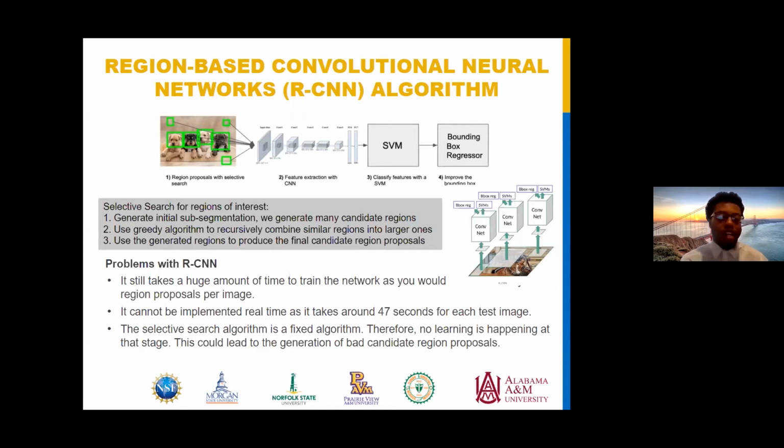And so the cons of this algorithm are that it takes a lot of time to train the network. It cannot be implemented in real time. And lastly, in the selective search part of the algorithm, there's no learning at this stage, and this could possibly lead to bad candidate region proposals. All right, next slide, please.